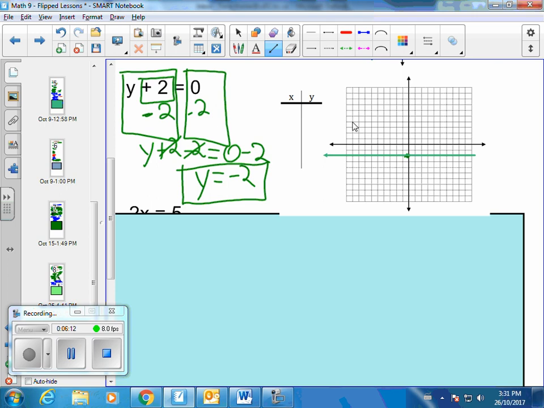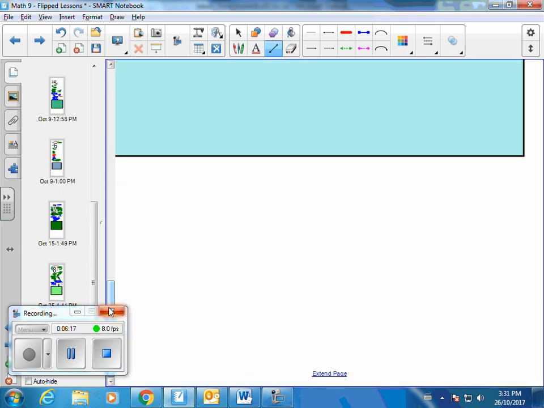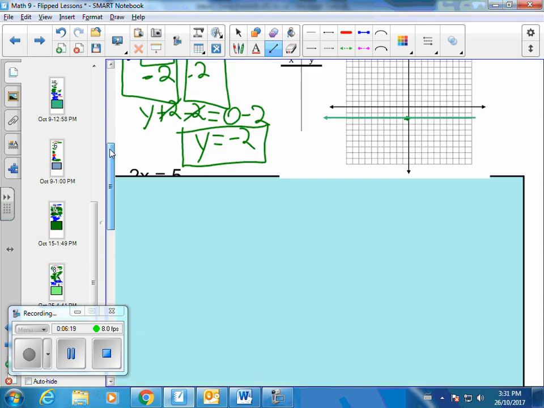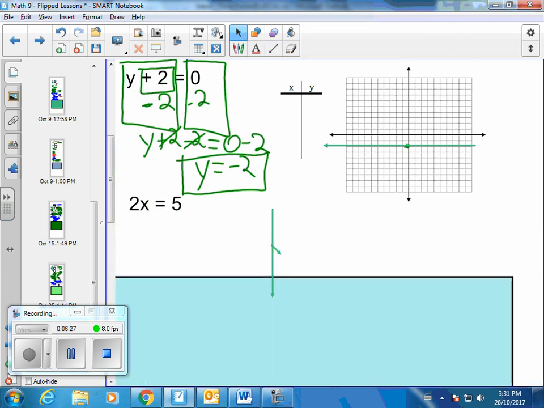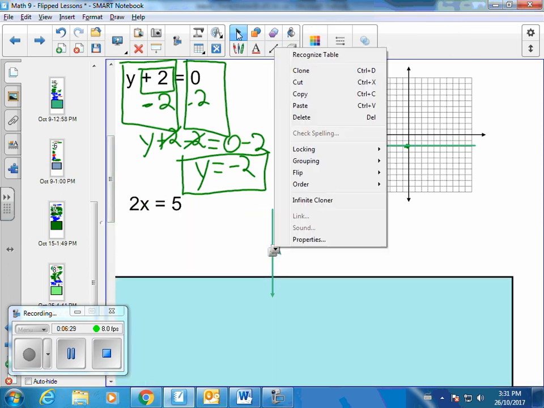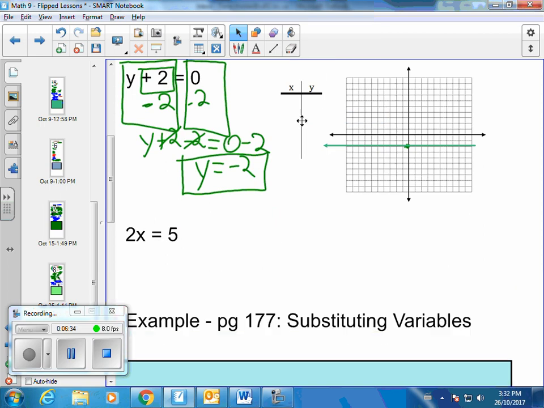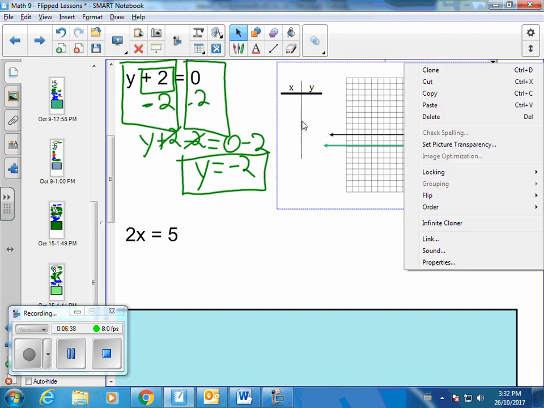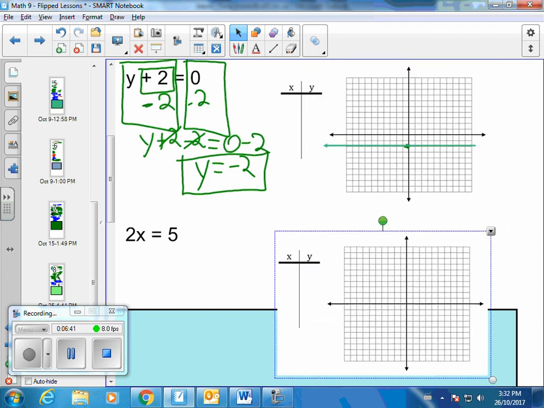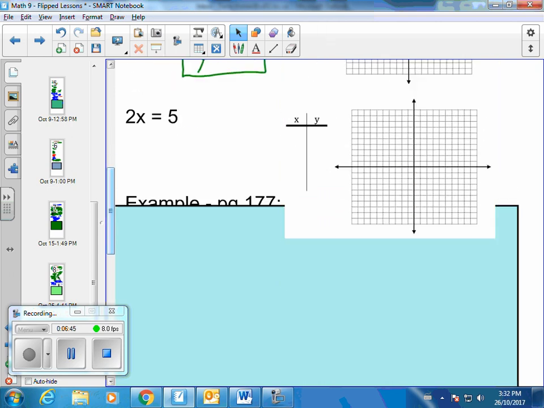All right, let's look at a slightly more complicated example of the same thing. I'm just going to give myself some more room to work with first. Let me get rid of all this stuff. All right, we have 2x equals 5. Let me get a coordinate plane to work with. So 2x equals 5. I still need to do the same steps.